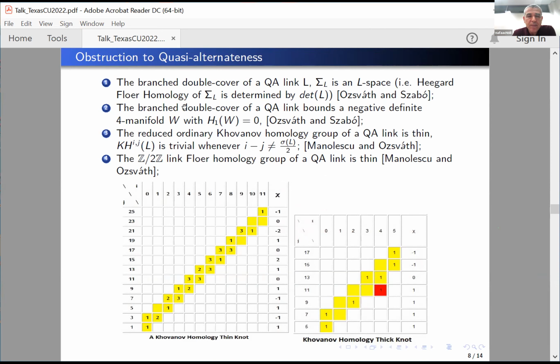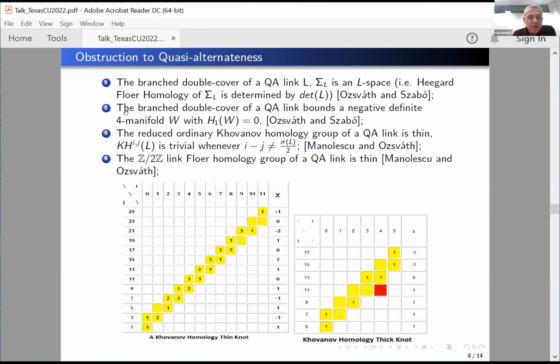have been developed. First, the branched double cover of a quasi-alternating link is an L-space. This was the starting point. L-space means the Heegaard Floer homology of this space is determined only by the determinant of the link. This is a result of Ozsváth and Szabó.